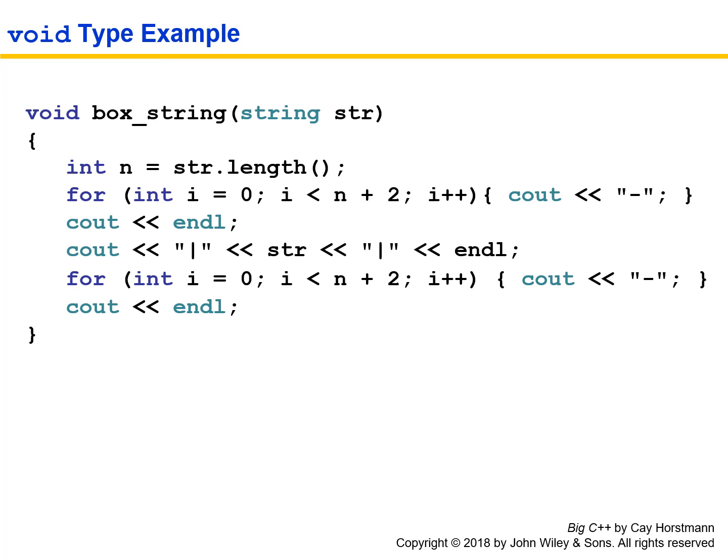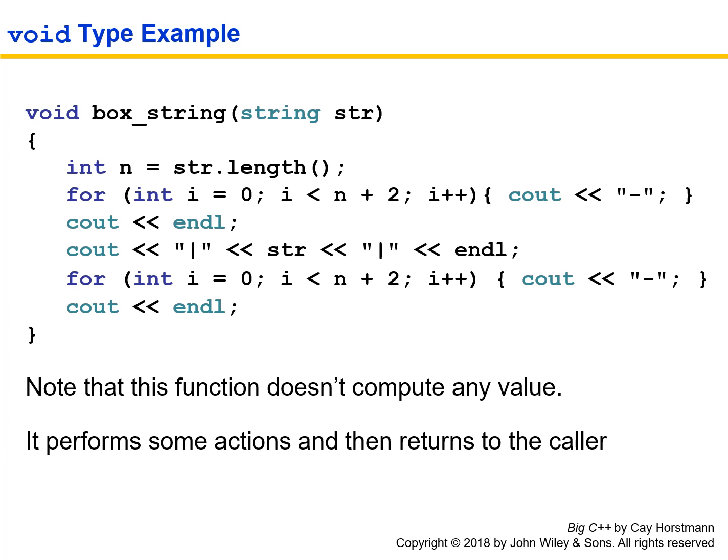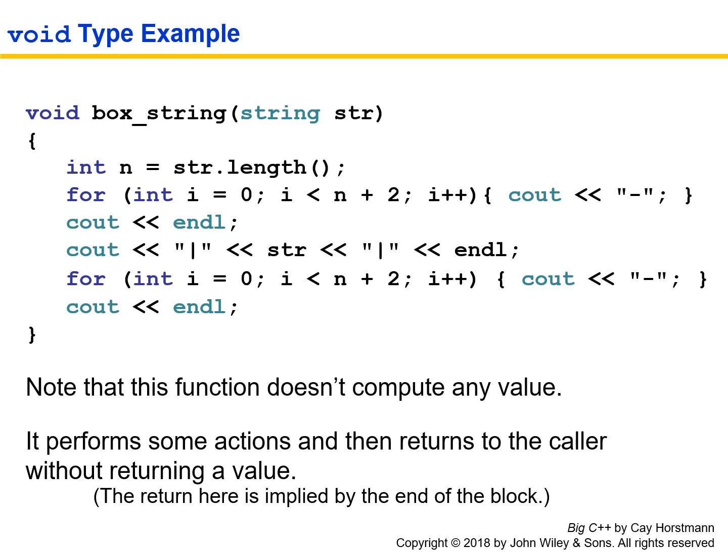Here's what that box string would look like. It's a void function. It takes a string as a parameter. It finds the length of the string, and then for i equals 0 to n plus 2, we output dashes, then we output a vertical line and the string and another vertical line, and then again from i equals 0 to n plus 2, we output dashes. Note, this function is not a mathematical function. It does not compute any value. It is a subroutine type function. It performs some actions and then returns to the caller without returning a value. Also notice that the return here is implied by reaching the end of the code block. We don't have to specifically say return at the end of the function.